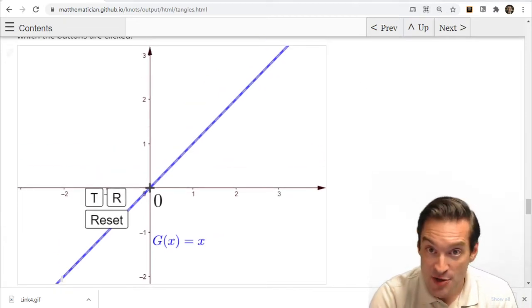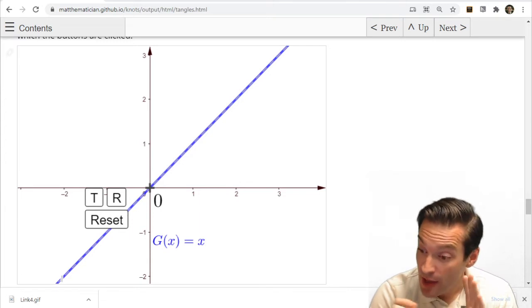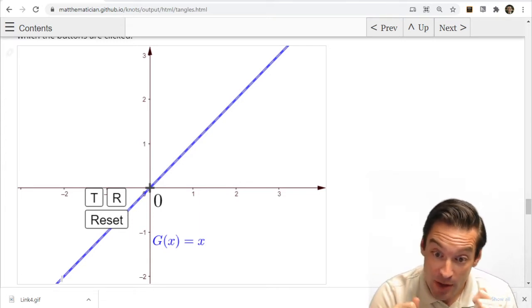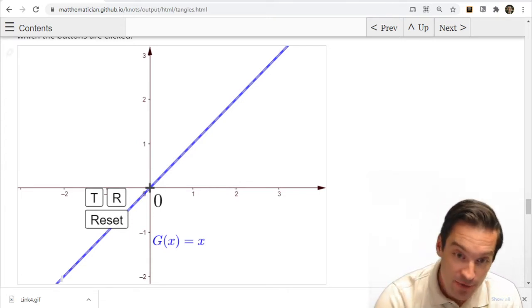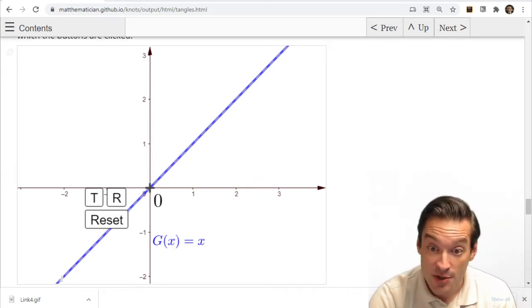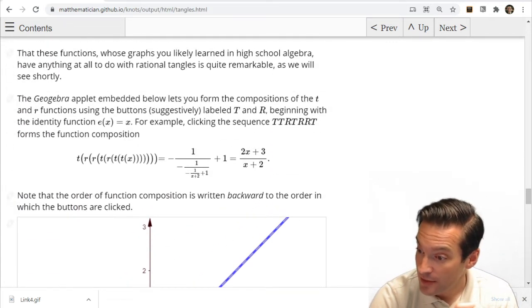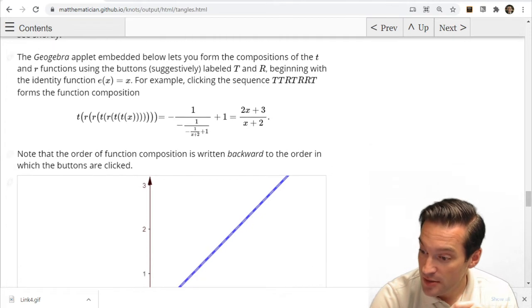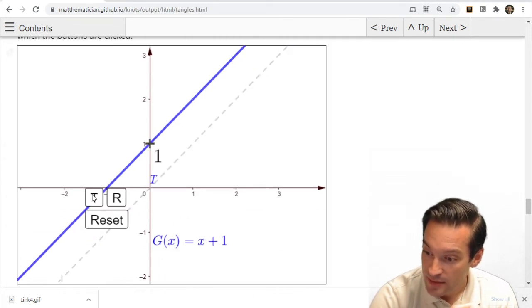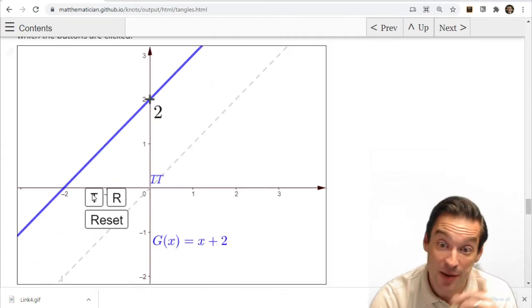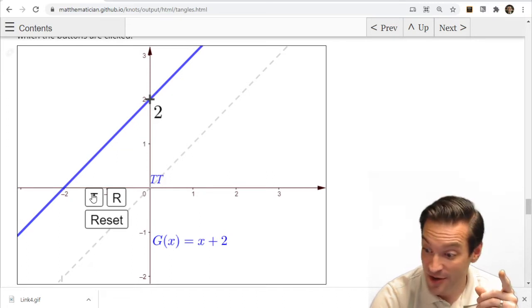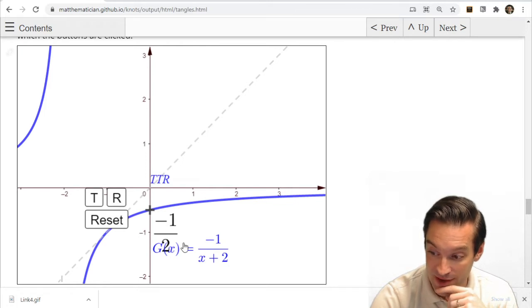We can spell out a rational tangle word using T's and R's, and this widget is going to show me a graph and a formula for the function which results from that composition of our twist function and our rotation function. So coming back to this example, TTR, TRRT, I would just click T, T, right? So if I apply a twist function twice, I get the function that adds 2 instead of adding 1. R, so now I'm taking the opposite reciprocal of the x plus 2.